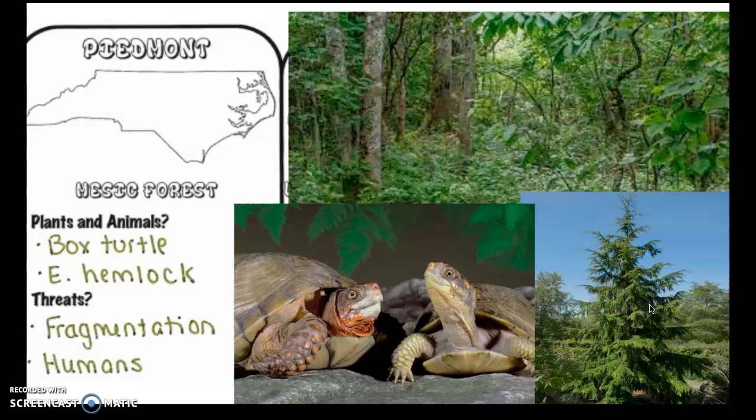We haven't really talked about fragmentation, but that is where humans come in and they'll build roads or cities, and it actually breaks the ecosystem apart. And that doesn't seem super dangerous, but if you think about it, if I plant a city right in the middle of this ecosystem, how are the animals going to get from one part of it to another without going through the city? Humans are definitely a threat to this ecosystem.